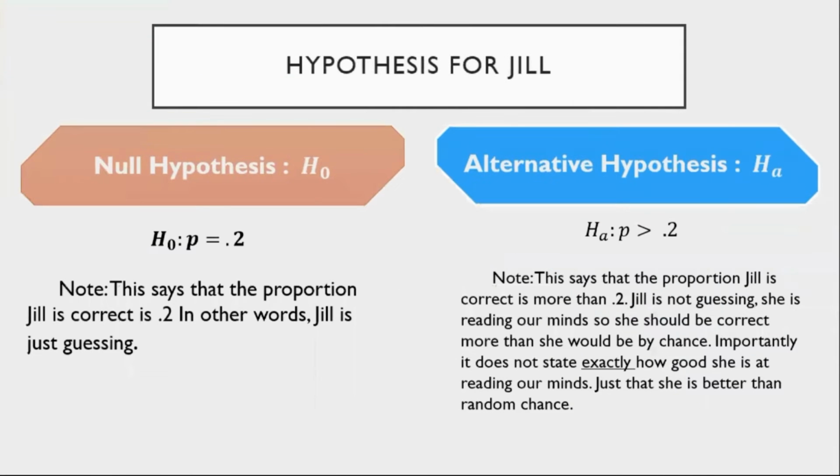So for Jill, the null hypothesis was the assumption she was guessing. In other words, that the parameter p, the proportion of correct guesses, was 0.2. Jill is just guessing. The alternative hypothesis was p is greater than 0.2, right? She's better than just guessing because she's somehow reading our minds. Importantly, the alternative hypothesis doesn't make a statement of just how good she is at reading our minds, right? She didn't say she was perfect at it. It just says she's better than chance at it.